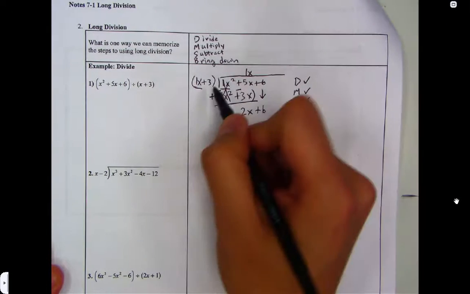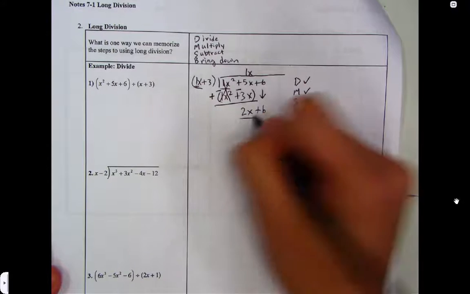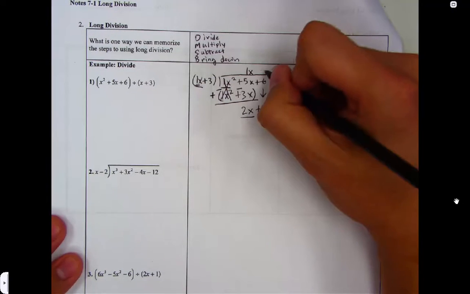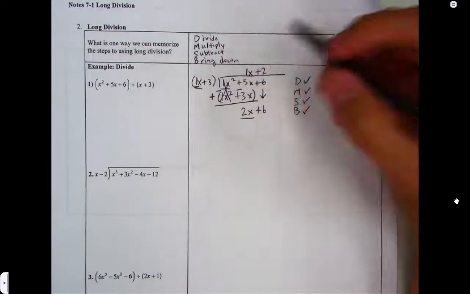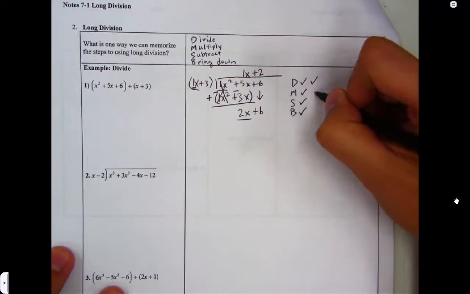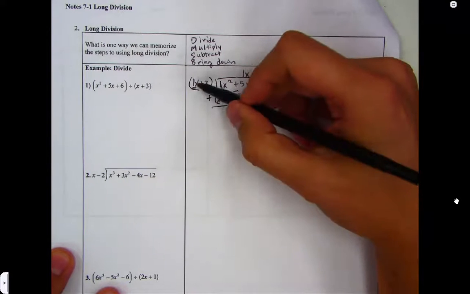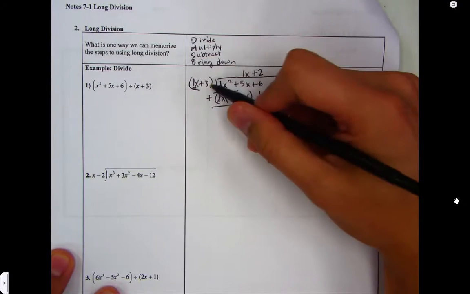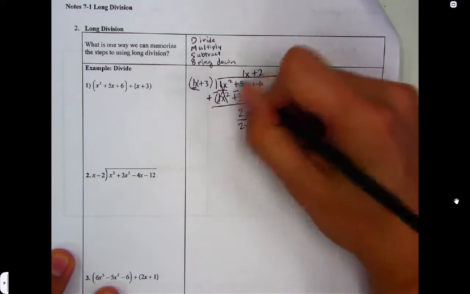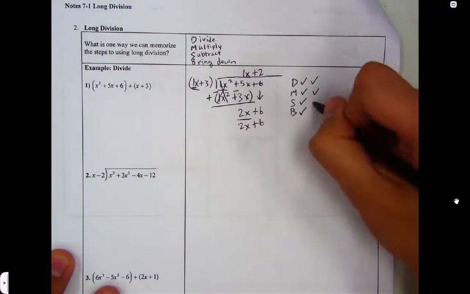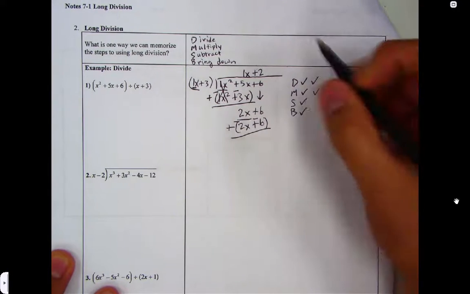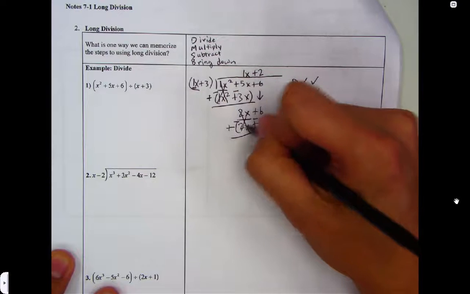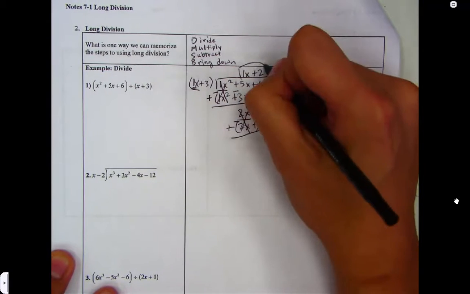And I'm going to start over. I'm going to take the 1x and divide with the 2x. 1 goes into 2 twice. So I'm going to take an x away from x, there's none. So I'm done with divide. Then I'm going to multiply the 2 with the 1x plus 3. So 2 times 1x is 2x. 2 times 3 is 6. So I'm going to subtract. These cross out. 6 plus negative 6 is 0. So my answer is 1x plus 2.